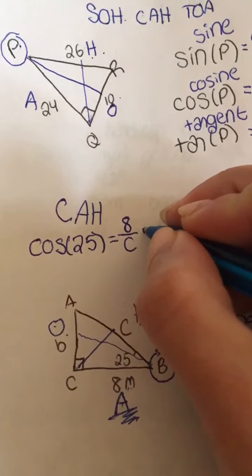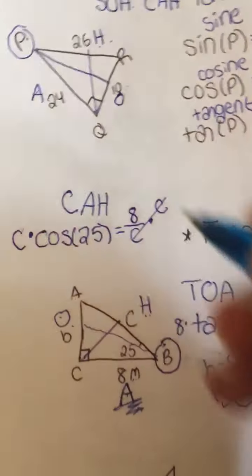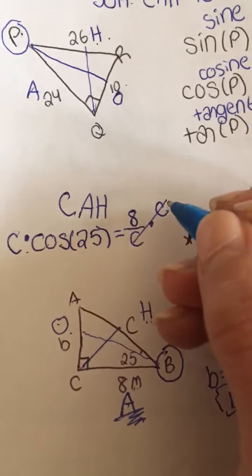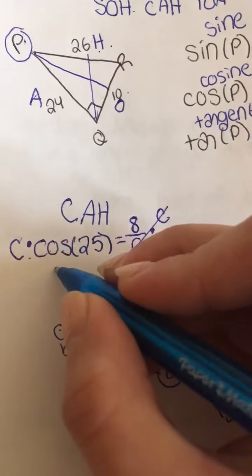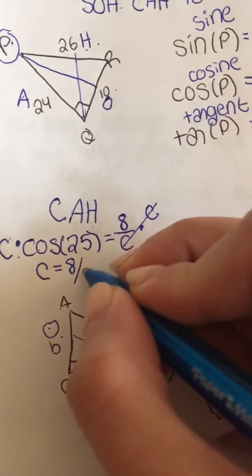Start by multiplying by C to cancel it out. But then you still need to get C by itself. So now we have C times cosine of 25. So what you have to do now is divide by cosine 25 to get C alone. So C is equal to 8 over cosine 25.